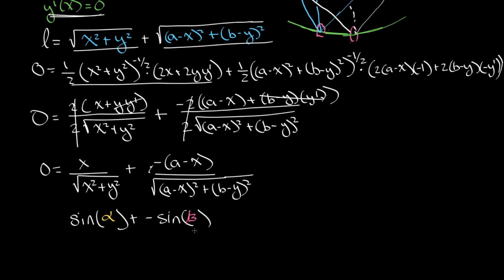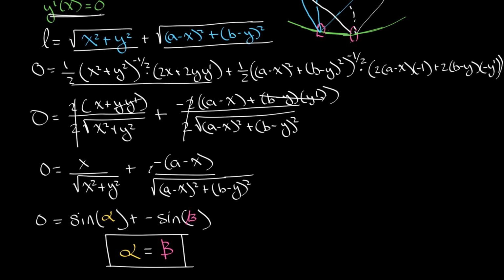And again, all of this is 0. So then solving for this, we find that alpha is equal to beta. And that is some pretty interesting answer. Because what is this saying?